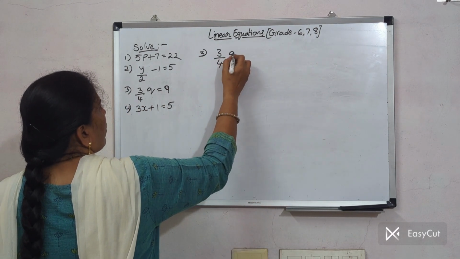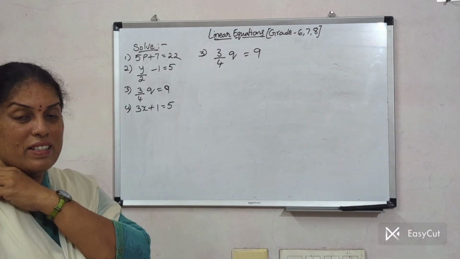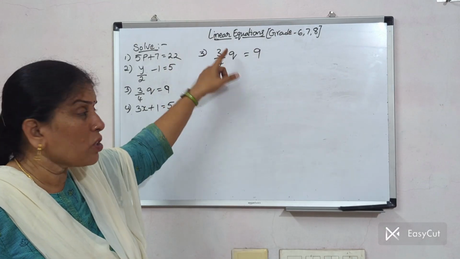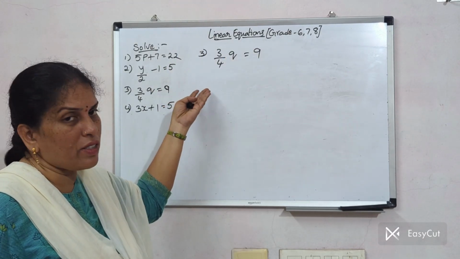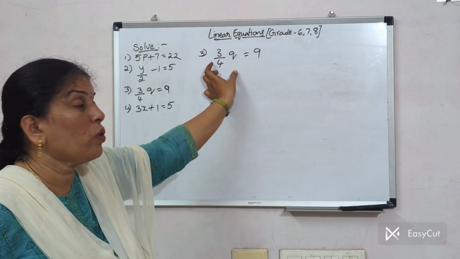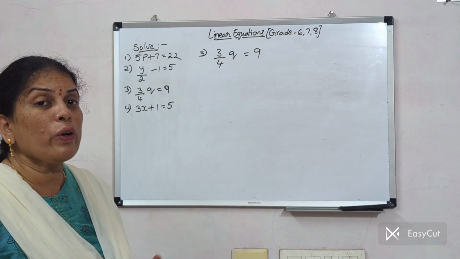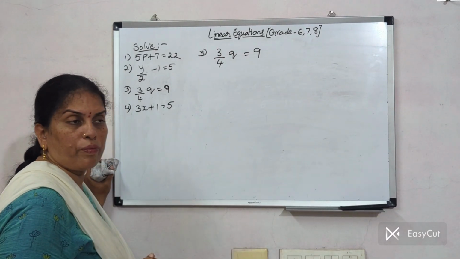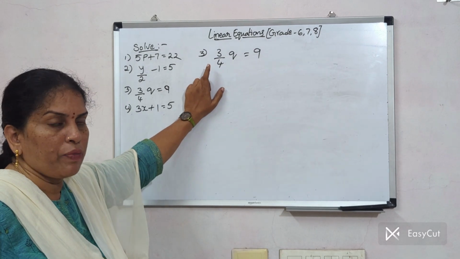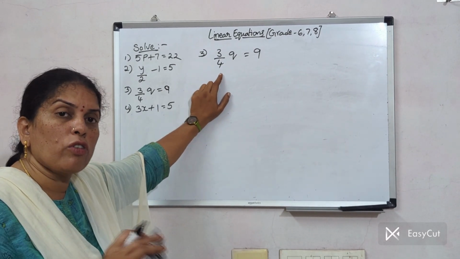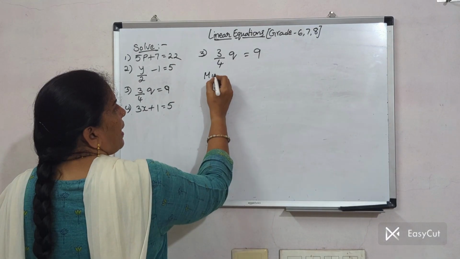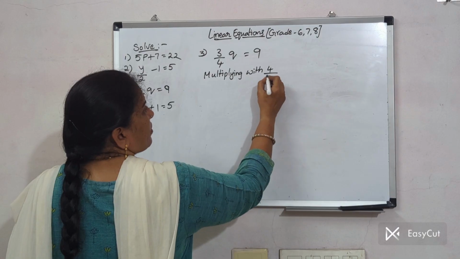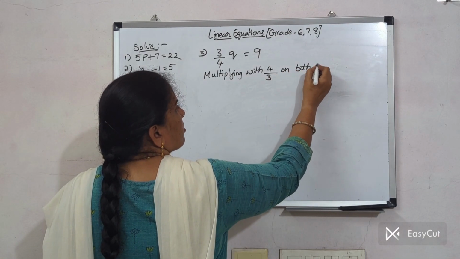3 by 4 q is equal to 9. Very easy, this also. I want only the q value. I don't want 3 by 4. In the previous question, a plus or minus was in between. Here plus or minus is not there. So what will be there? Into 3 by 4 times q. So you must find the multiplicative inverse of 3 by 4. I want to remove this 3 by 4. What is the multiplicative inverse of 3 by 4? 4 by 3. So multiplying with 4 by 3 on both sides.